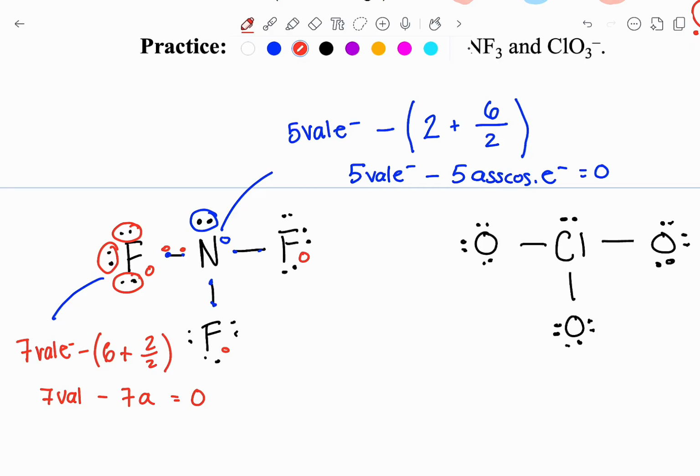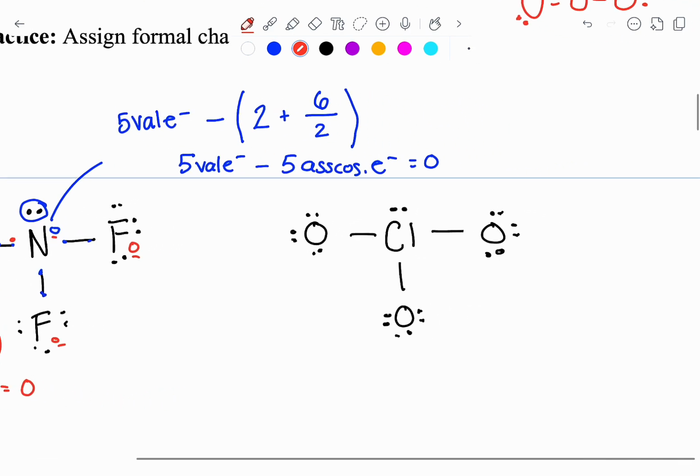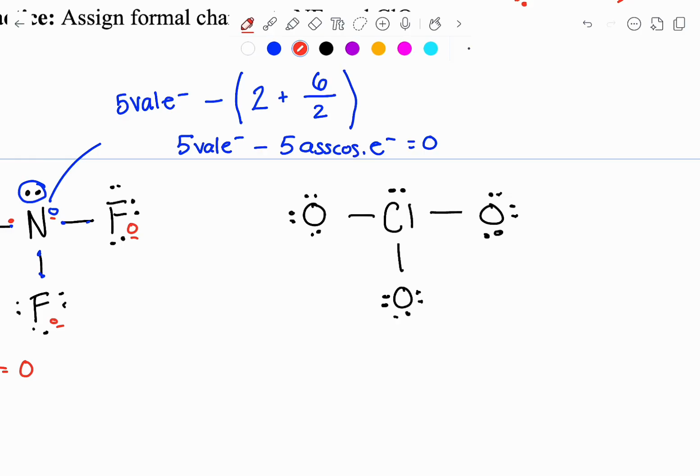Now, as I said earlier, the formal charges of each of these atoms need to add up to the total charge of the compound. Well, NF3 is neutral. It has a neutral charge, so its charge is 0. So I have 0 plus 0 plus 0 plus 0. That equals 0, so my charge equals 0 as well. Now let's look at ClO3-. So we are going to end up with a charge in this example.